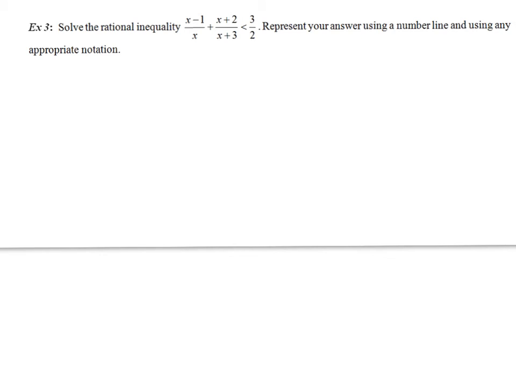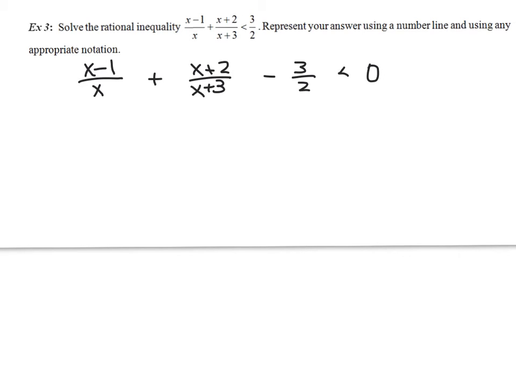Let's try one more rather complicated example for number 3 together. x minus 1 over x plus 2 over x plus 3 is less than 3/2. Now for this one, I see that I've got to put together these fractions into one rational expression. So I'm going to start by moving the 3/2 to the left side, and then I'm going to have to go ahead and look for my common denominator between the three fractions. So let's subtract the 3/2, and that would leave me with less than 0.